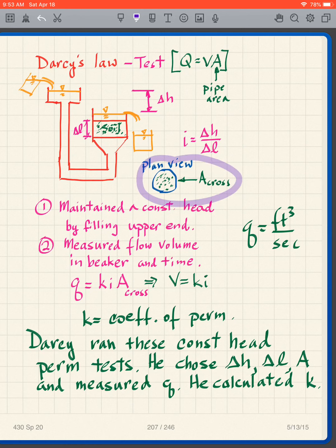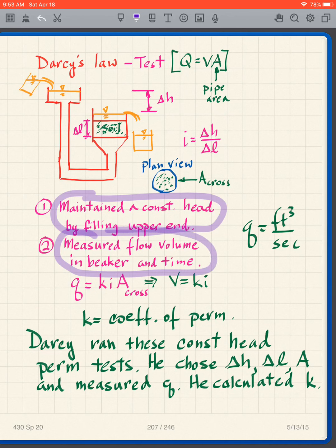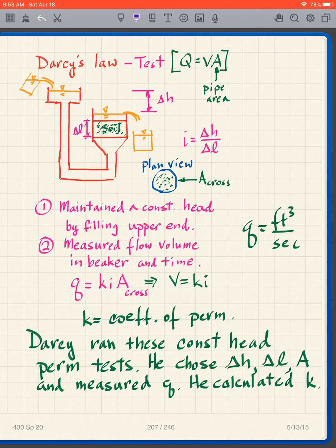In plan view, we had a cross-sectional area for the soil. So, in other words, plan view for that soil, the cross-sectional area. And like I say, we maintained a constant head by filling at the upper end, and we measure the flow volume in the beaker and time. So, in a sense, the test is pretty simple. We're just going to measure the volume there over a particular period of time.